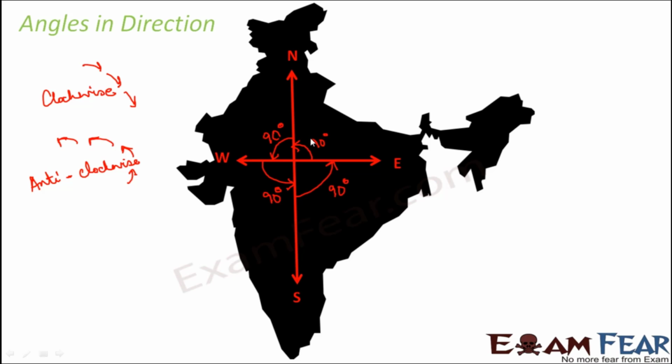Similarly, when you move clockwise by 90 degree from north, you reach east. From east 90 degree clockwise, you reach south. From south 90 degree clockwise, you reach west. From west 90 degree clockwise, you reach north. So you see, in case of direction, angle plays a very important role.